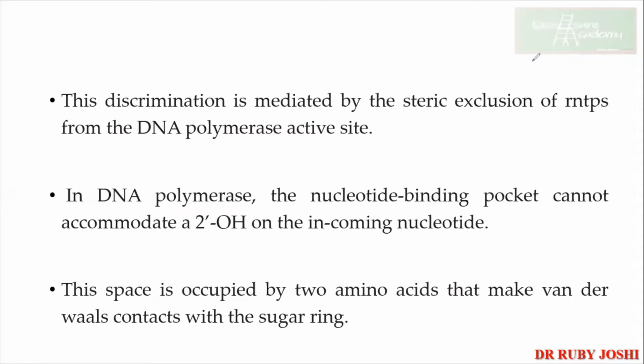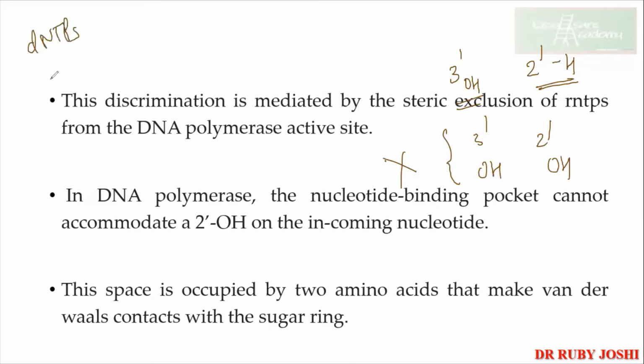So it allows 2-H and 3-OH. But if you have 2-OH and 3-OH, which is present in the case of the ribose RNTPs, then it is not possible. Why is this important? Because in the nucleus, along with the DNTPs, you also have RNTPs. We have so many proteins and so many sugars present in the nucleus.